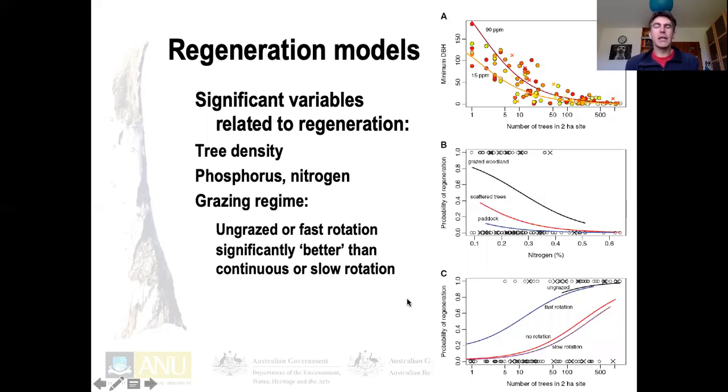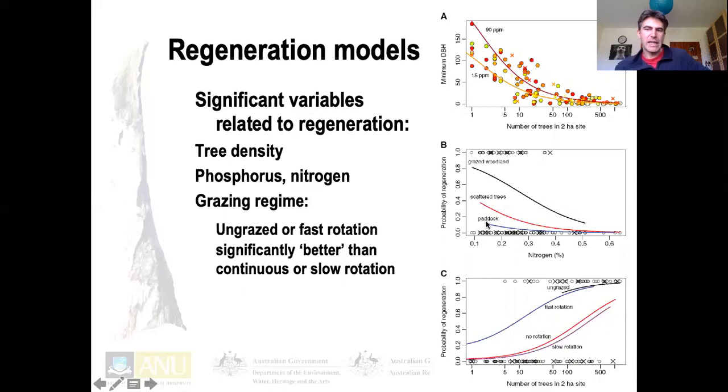We also looked at in which kinds of sites we actually found seedlings of trees, meaning small sorts of trees. So where did we find seedlings? And we found that the probability of finding seedlings was substantially higher in grazed woodland sites than it was in scattered tree sites, and that was higher than it was in paddock sites.